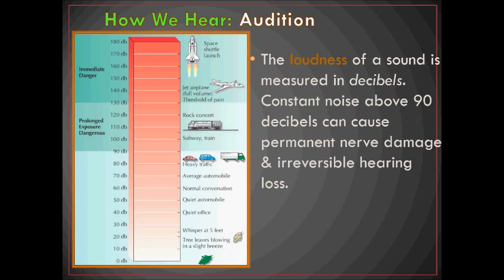The loudness of a sound is measured in decibels. Constant noise above 90 decibels can cause permanent nerve damage and irreversible hearing loss. 90 decibels falls right about at the line just above heavy traffic. So if you're surrounded by cars and trucks and you've got your windows rolled down and there's just a lot going on, horns honking and whatnot, you're sitting pretty high on the level of loudness in terms of potential hearing damage. Like you're about to enter into the range of potential hearing damage.